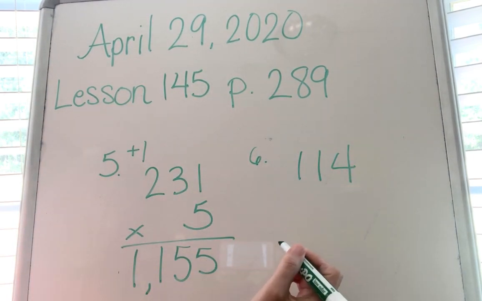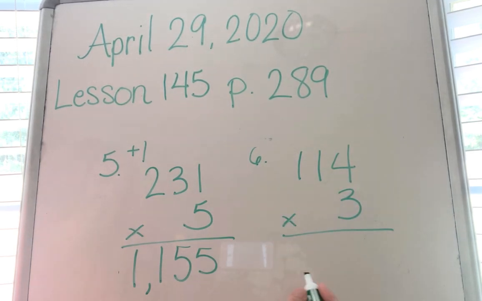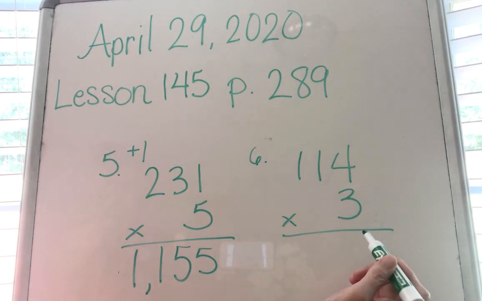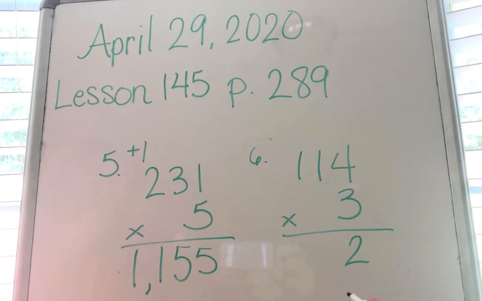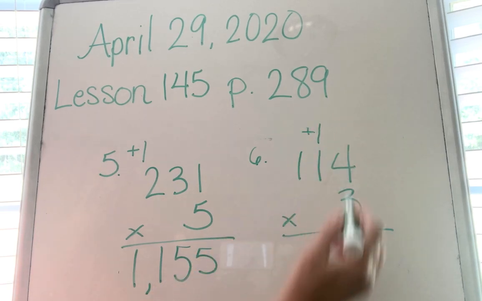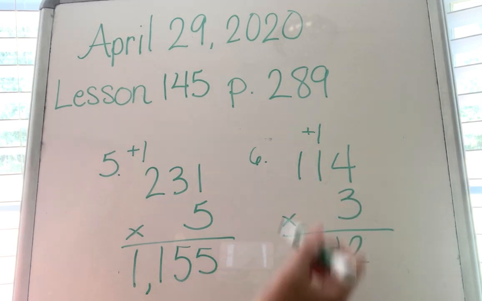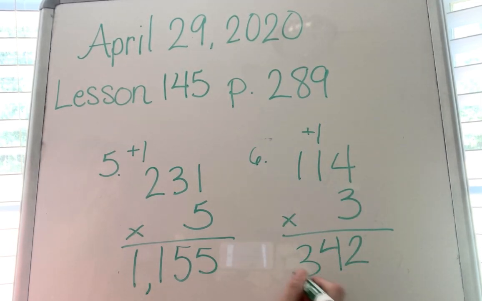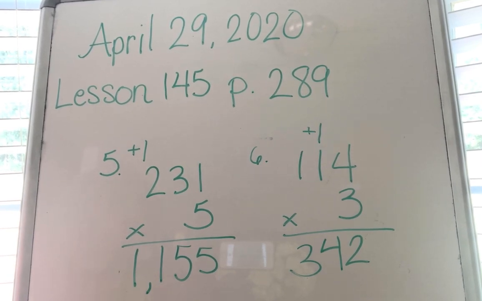I'll go ahead and leave that one up there this time and do number 6 over here. 114 times 3. Always nice to see a few ones there. That's going to keep your multiplication very simple. 3 times 4 equals 12. Put your 2 there, carry your 1, okay? 3 times 1 is 3, plus 1 is 4. Nothing to carry again. 3 times 1 in the hundreds place is 3. So 114 times 3 is 342.